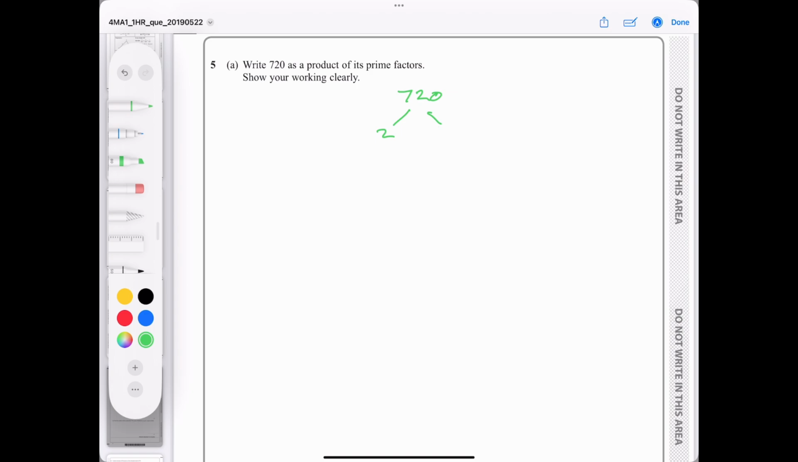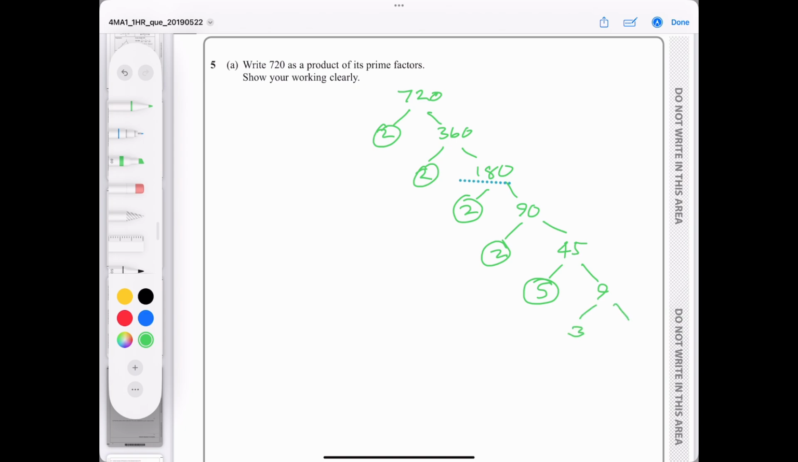I'm just going to divide by 2 because it means I don't have to think that much. So you can just go through and do this. There are other ways of doing it as well. And every time you get a prime factor, 2 being the only even one, you circle it. 45 is not divisible by 2, but it is divisible by 5 and 9. And then 9 is 3 squared.